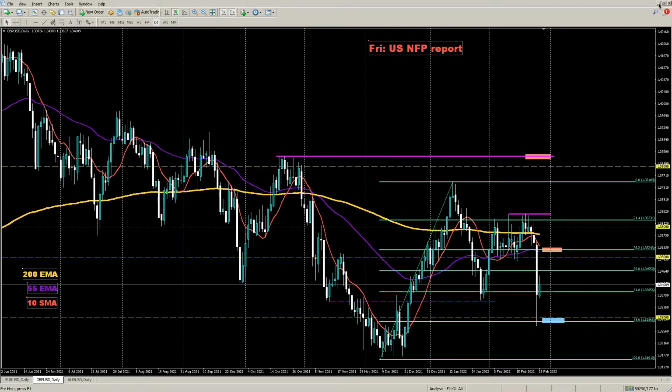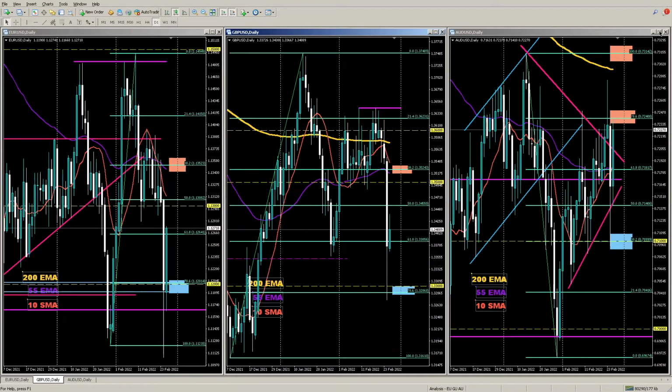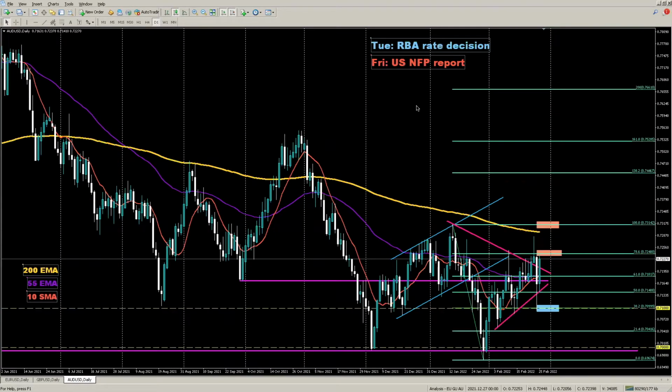Okay, let's move on to the Aussie dollar. This coming week, the RBA will be pondering their rate decision. At the moment, there's no expectation that they will raise rates yet, although they are likely going to be pressured to do so soon. Their neighbor, New Zealand, has just raised rates last week as well.